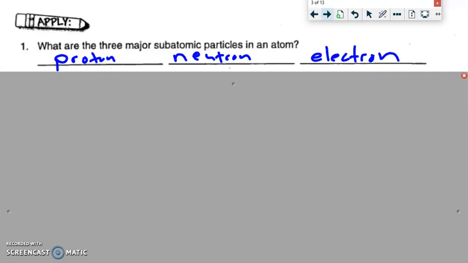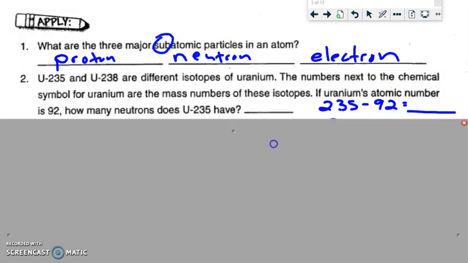So the questions at the bottom, I'm going to go through them pretty quick. So you may have to pause the video and fill stuff in if you need to, and that's fine. So the three major subatomic particles. Subatomic, that's going to mean smaller than an atom. So the three particles that make up an atom: proton, neutron, and electron.